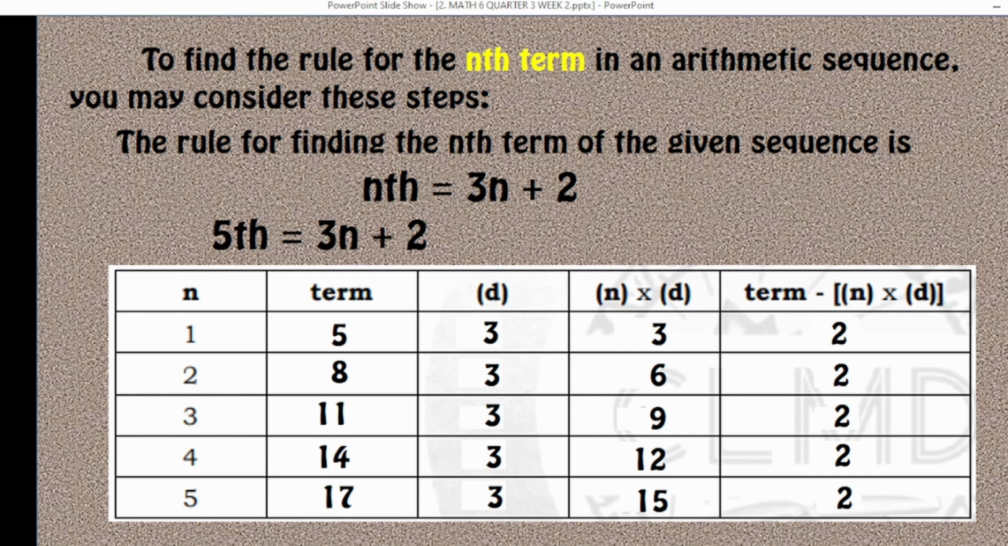So, ang i-apply natin ay yung nasa 5th line, which is number 5. So, 5th is equal to 3n plus 2. At ang letter n ay 5. So, 3 times 5 plus 2 is equal to 15 plus 2 is equal to 17. So, 17 ang term na nasa ikalima or ang pang-5th term ay 17. So, check ang formula na yan.